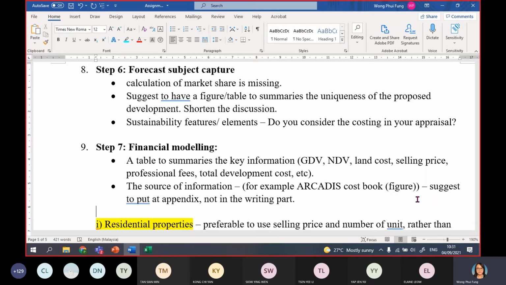That will be better, because for financial modeling we basically want to see the figures, for example how much the land cost is, and some of the key information. So for the sources, either you tabulate them in a table or put them in an appendix, just don't put them in the writing part. That will be better.